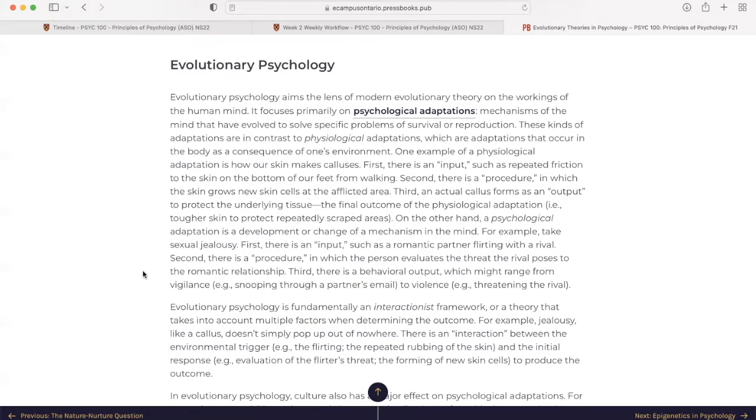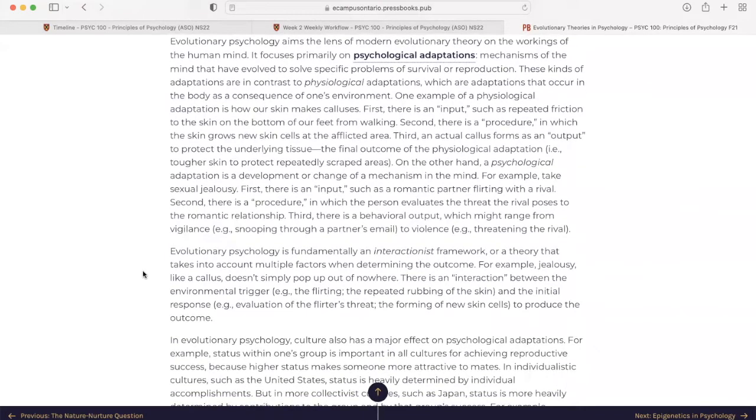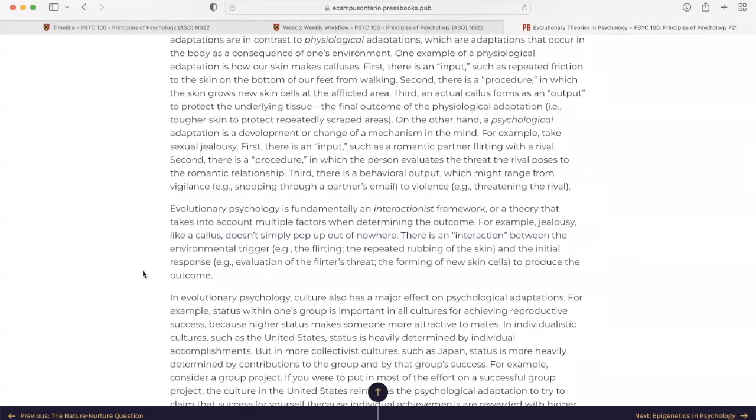First, there is an input, such as repeated friction to the skin on the bottom of our feet from walking. Second, there is a procedure in which the skin grows new skin cells at the afflicted area. Third, an actual callus forms as an output to protect the underlying tissue, the final outcome of physiological adaptation, i.e., tougher skin to protect repeatedly scraped areas.